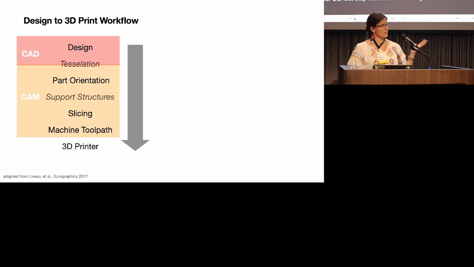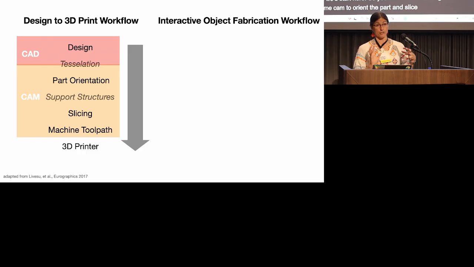So we started with this workflow, which describes how one goes from a design to a 3D printed object. I know that not all HCI fab research is 3D printing, but we figured we'd start here. So you do some CAD to get a design, then you do some CAM to orient the part and slice it. You end up with a tool path which you just send to a 3D printer. So through reviewing a collection of papers from CHI and UIST that leverage different fabrication technologies and techniques, we adjusted the workflow a little bit to create the interactive object fabrication workflow.